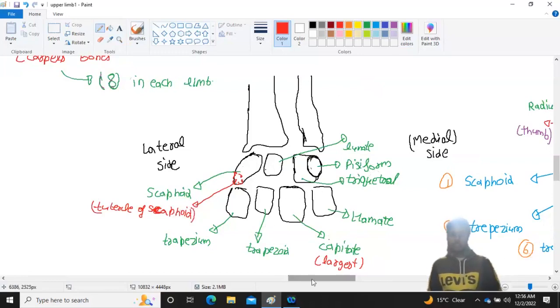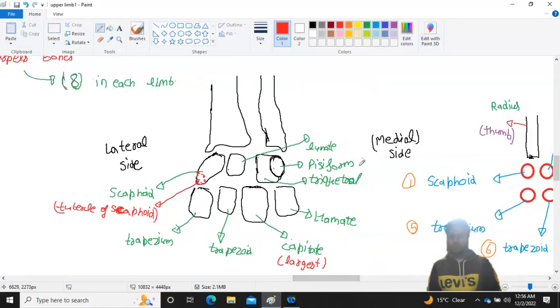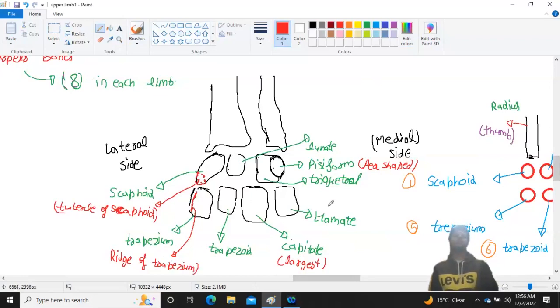Then pisiform is like P-shaped. इस shape ऐसी होती है. There is a ridge present in the trapezium like this. This ridge is called ridge of trapezium. Done. So ये marking.